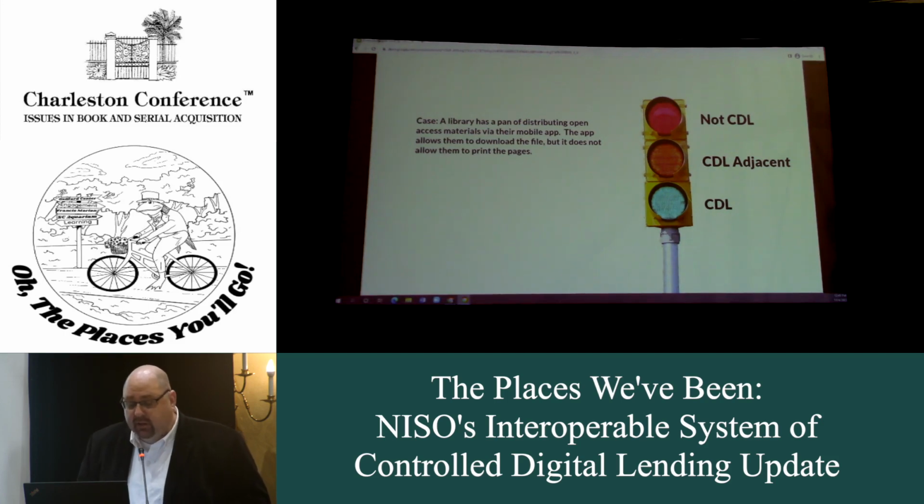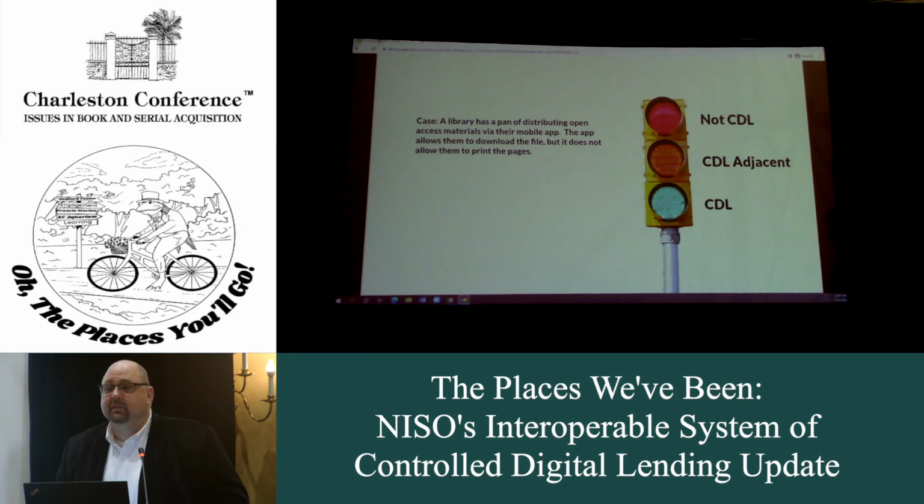Here's another question. A library has a plan of distributing open access materials via their mobile app. So there are no copyright concerns or copyright restrictions with respect to this, but they do want to use the channel that they're distributing their scanned material through for this open access material. Would you consider that CDL? CDL adjacent. I see a sea of yellow.